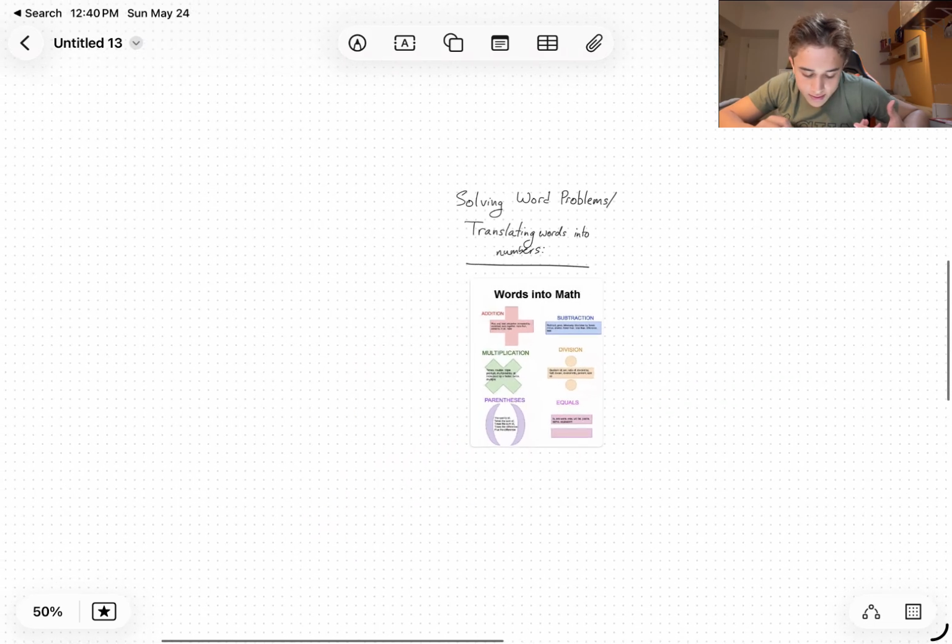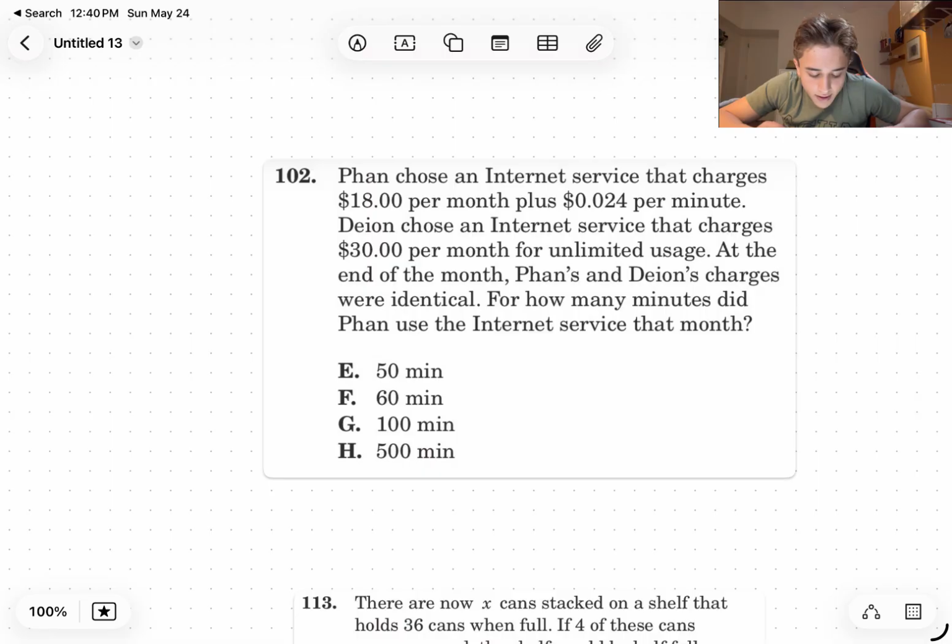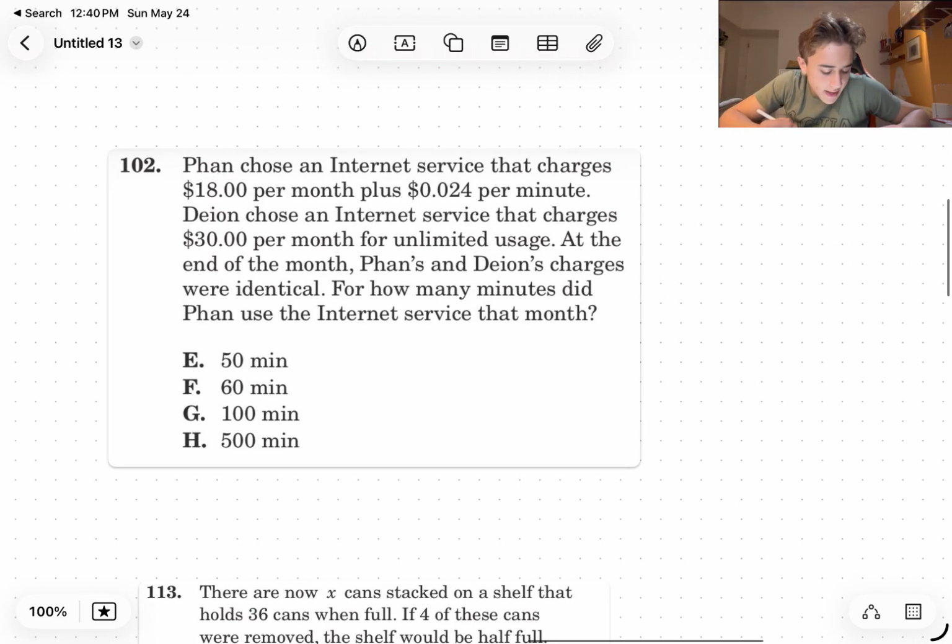So now we're going to look at some word problems from the SHSAT. Fan chose an internet service that charges $18 per month plus 2.4 cents per minute. Dayon chose an internet service that charges $30 per month for unlimited usage. At the end of the month, Fan's and Dayon's charges were identical. For how many minutes did Fan use the internet service that month?